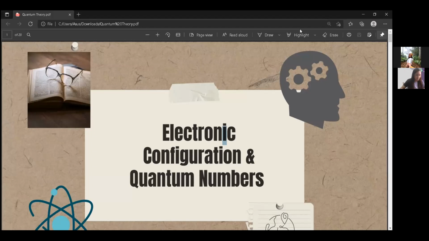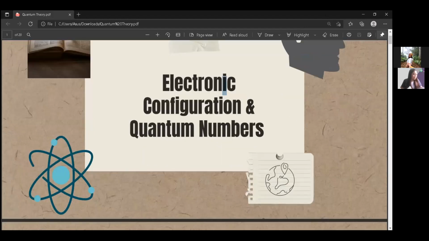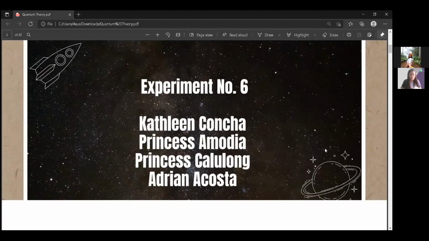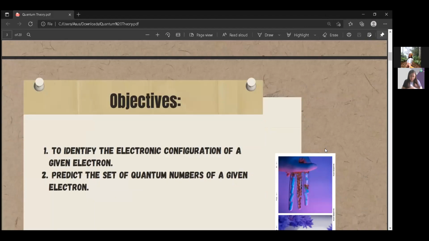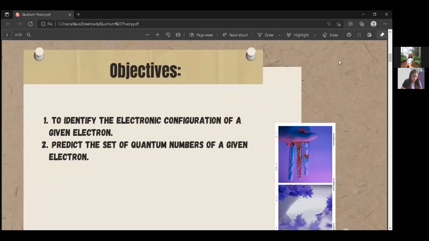Yes, go. Okay, so ang aming i-report po ngayon is about electronic configuration and quantum numbers. Ang objectives is to identify the electronic configuration of a given electron, predict the set of quantum numbers of a given electron.